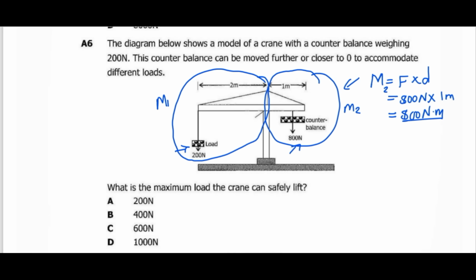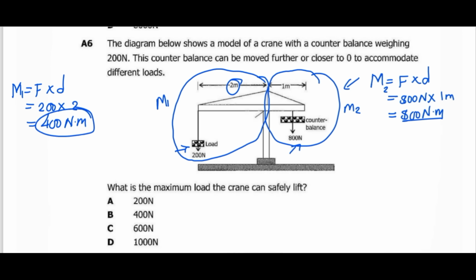Now let's check for moment 1. For moment 1, we are going to have force times distance. Let's look at our force. Our force is 200. Then our distance is just 2. This is our distance here. So if we multiply, we can see that on the left side we have 400 Newton meter.